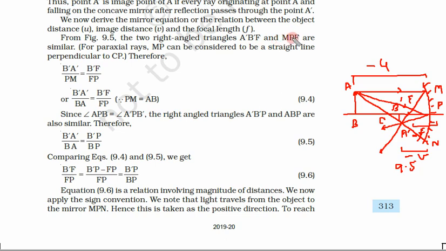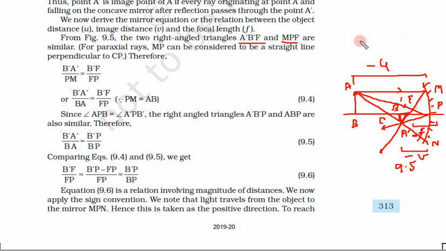So let us see where these triangles are. First of all, A dash B dash F. This is a small structure, one small right angle triangle. And another triangle is this MPF. Here is the pole, this is point F and this is P.